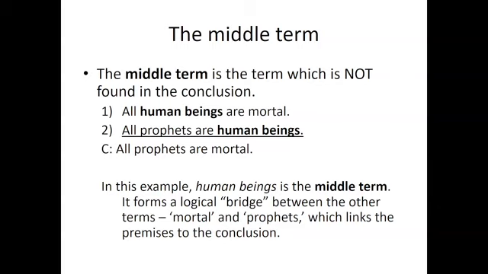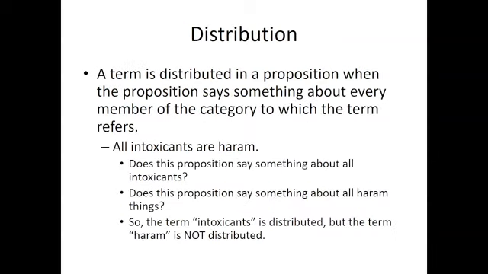Okay. So again, the middle term is the term which is not found in the conclusion of the syllogism, right? All you have to do is look at the conclusion, look at the premises, and there should be a term which is in both premises but is not in the conclusion. That is the middle term. Okay, so the rule said that the middle term has to be distributed at least once. And that means we have to understand what distribution is.